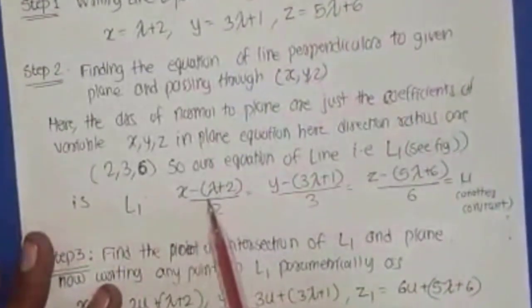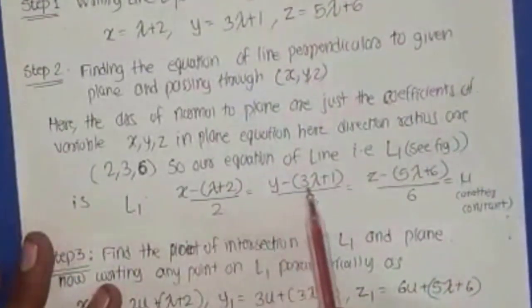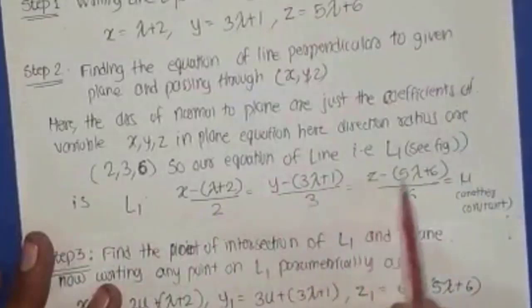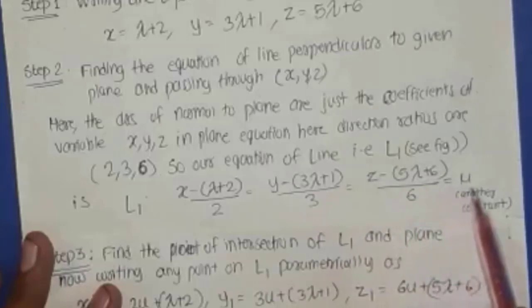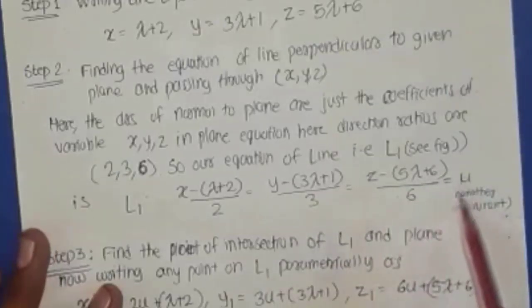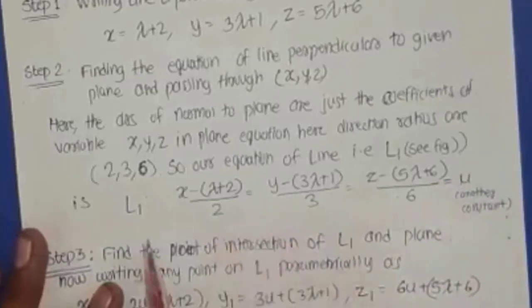So L1 is (x minus (lambda plus 2))/2, (y minus (3 lambda plus 1))/3, (z minus (5 lambda plus 6))/6 equal to mu, which is another parametric constant. Now varying this constant will give line L1.